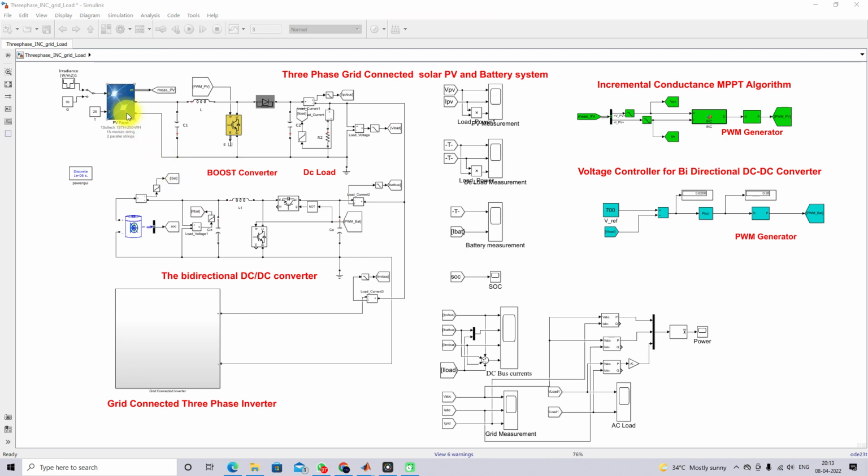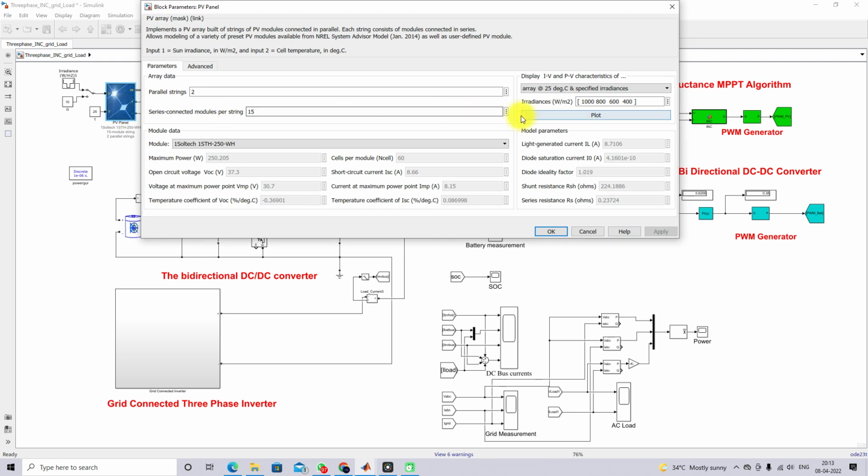Here the PV panel we are having, that means we are connecting 250 watts panels in series. The series string has 15 modules, and then we have two parallel strings. For a single panel, the voltage rating is around 30.7 volts at the maximum power point condition and 8.15 amps at the maximum power point condition.